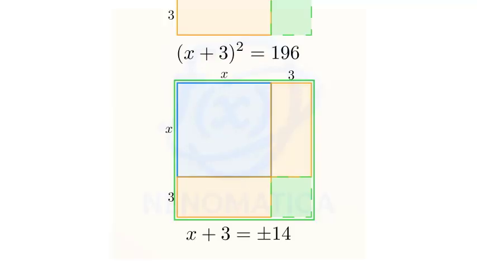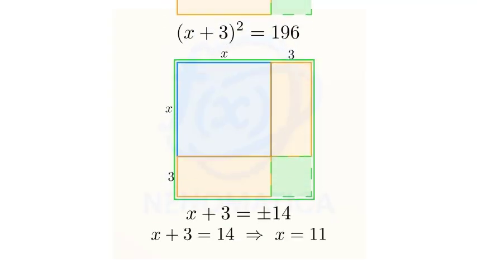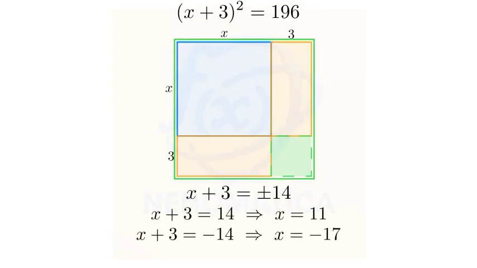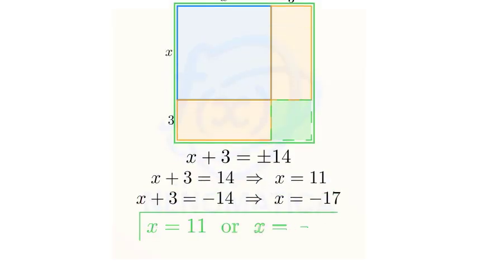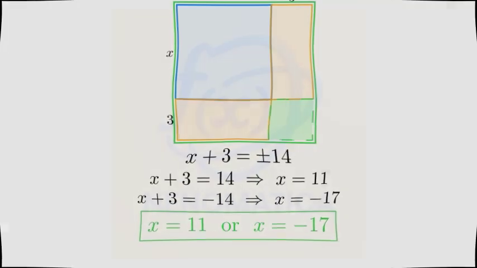Step 5. Solve the two simple linear equations. X plus 3 equals 14 gives x equals 11. X plus 3 equals negative 14 gives x equals negative 17. Therefore, the solutions are x equals 11 or x equals negative 17.